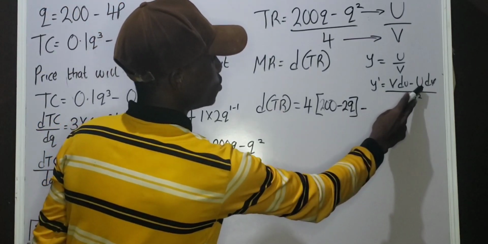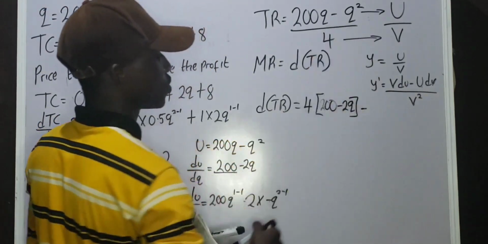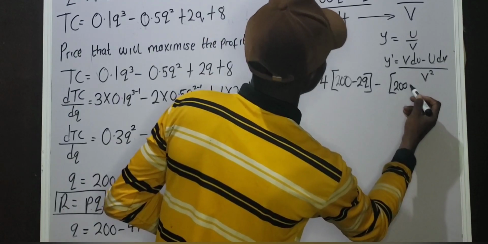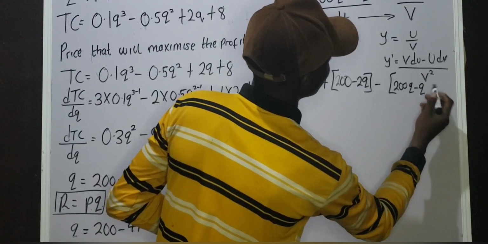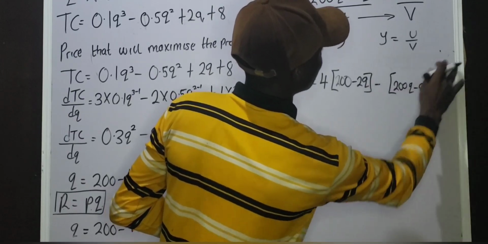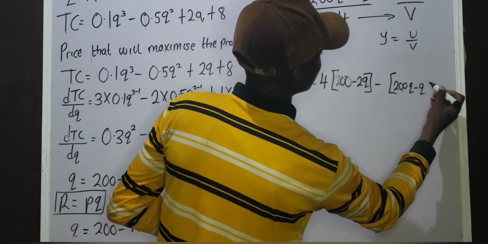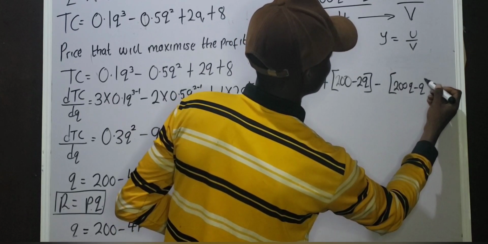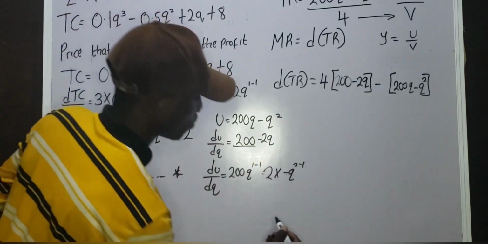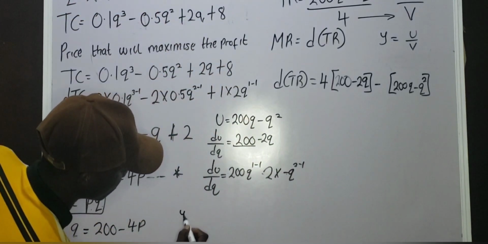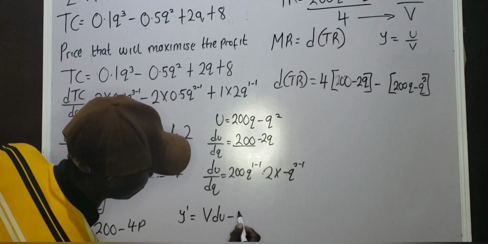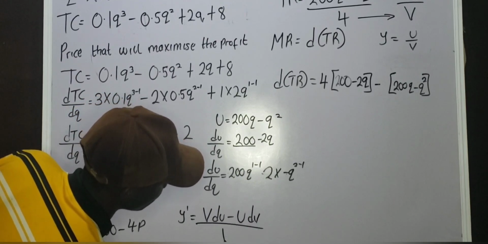Minus u. U is what? The numerator. So I'm going to have minus, in brackets, 200q minus q squared. Let me just erase this, okay? I'm going to write it somewhere else so that it won't disturb our solution. 200q minus q squared, multiplied by the derivative of v. This is the quotient formula, okay? The derivative of y is equal to v du minus u dv all over v squared, okay?